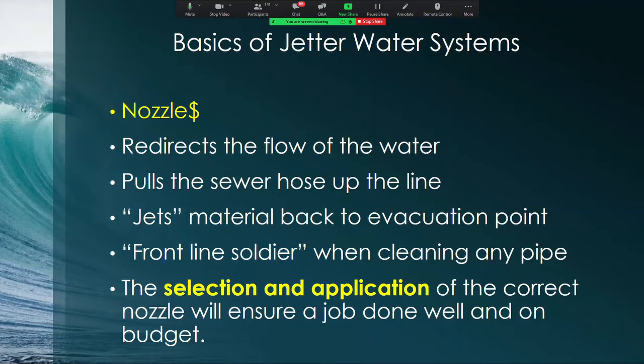And as much as we love our trucks, and as much as our crews have years of experience and have done this for months and months and years and years, this is the point of attack. If we don't have a sharp tool or the proper tool at that point in time, then it can be a costly experiment. Selection and application of the correct nozzle will ensure a job well done and on budget.